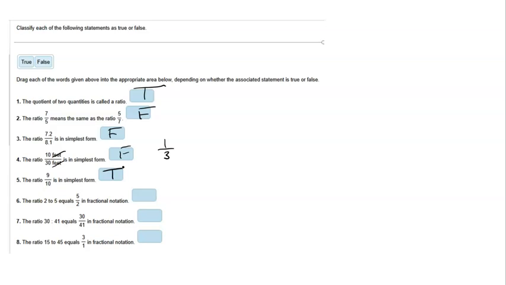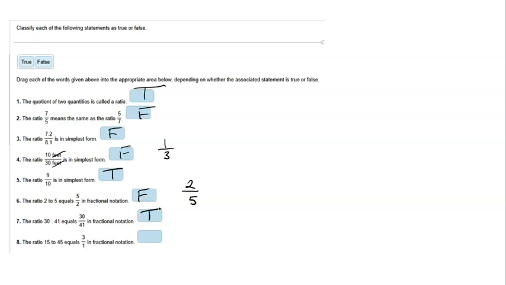The ratio of 2 to 5 equals 5 over 2. Remember, we talked just a minute ago about the first number listed is the numerator, and the second number listed is the denominator. That is always true, and that is not equal to 5/2, so that is a false statement. The ratio 30:41, you could read that as 30 to 41. The 30, remember, goes in the numerator because it's first. The 41 goes in the denominator because it's second in the ratio, and that is correct. 30 to 41 in fractional notation, that is true.